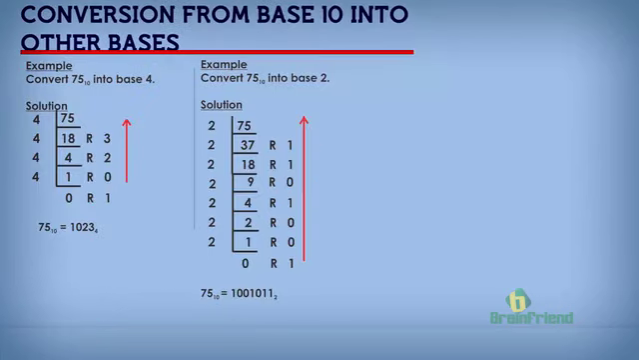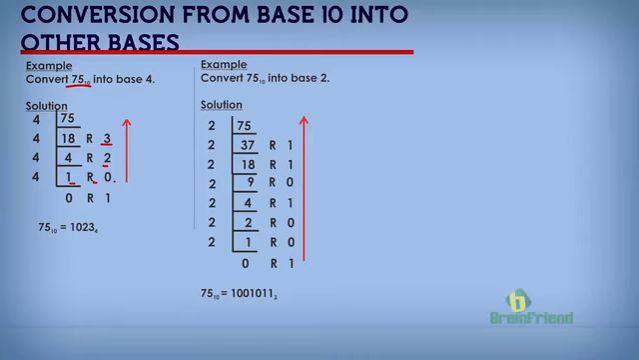Again, let's convert 75 base 10 into base 4. So we divide 75 by 4 and keep dividing until 0 is reached. 75 divided by 4 gives us 18, remainder 3. 18 divided by 4 gives us 4, which is 16, remainder 2. 4 in 4 gives us 1, remainder 0.